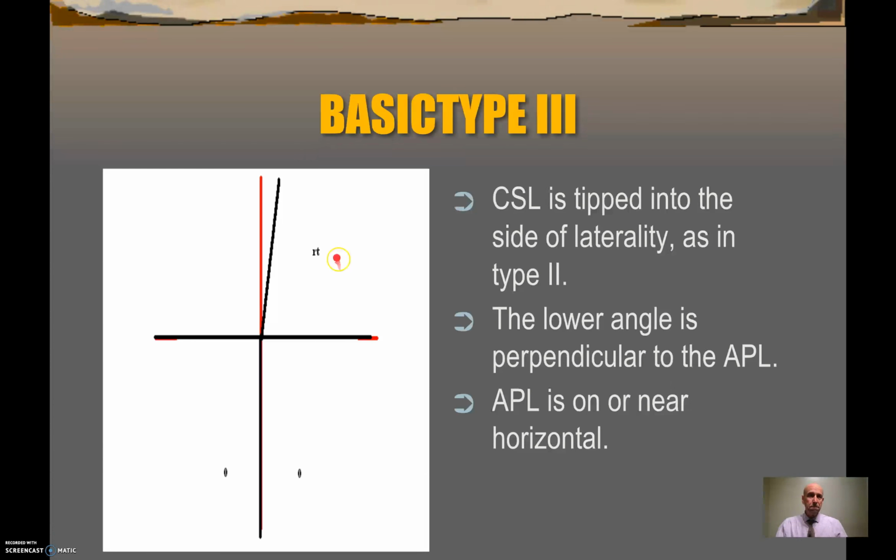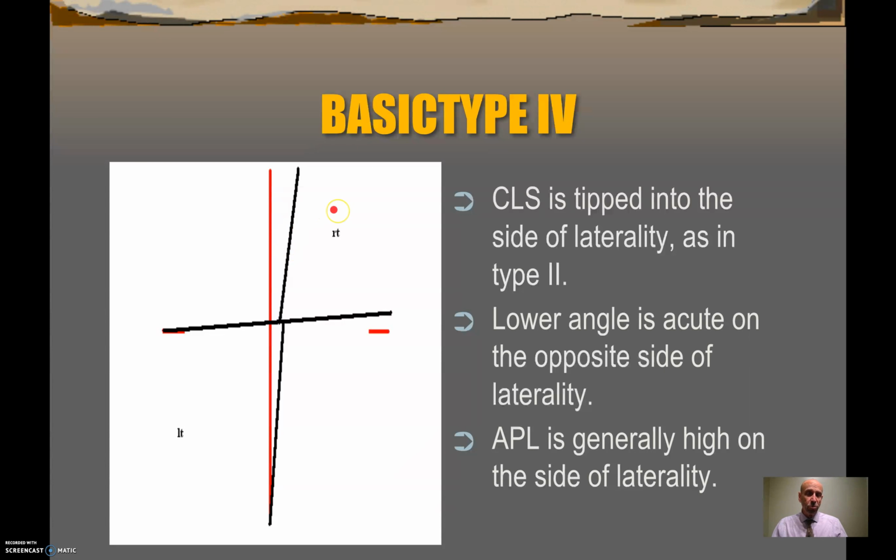So a basic type 3 is distinguished by the fact that the cervical line is perpendicular to the APL. So that means that there's no lower angle, as denoted here by zeros on either side. And the plane line, well, all right, so let's start then with the CSL. The CSL is forming the majority of the laterality by tipping, as in a type 2. The plane line, in these cases, in a typical type 3, is on or near horizontal. So it's basically just the head that has turned in the frontal plane down and causing laterality to form. And these represent 7% of the cases we see.